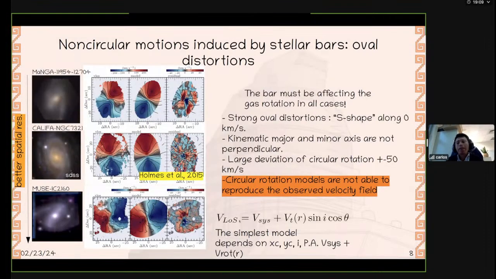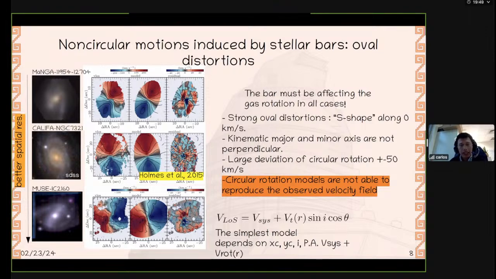So in the particular case of bars, the ionized gas velocity behaves similarly. For instance, here I show you 3 different cases of bar galaxies observed with MaNGA, CALIFA, and MUSE. So basically, I am showing you galaxies with different spatial resolution, spectral resolution, etc. Again, I show you the H alpha line of sight velocity on the left, the model in the middle, and the residual velocities on the right.